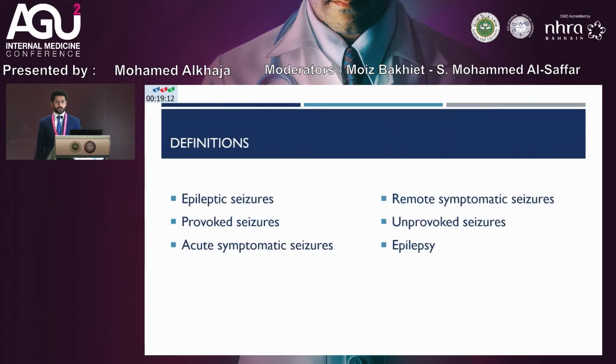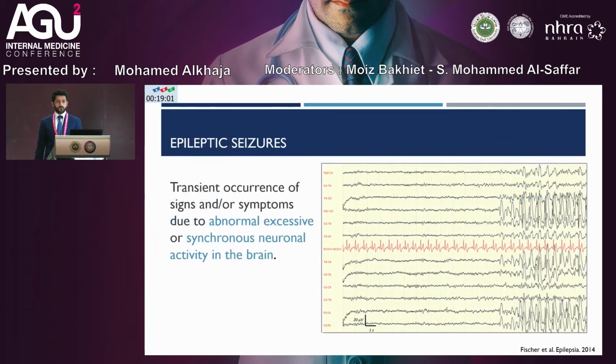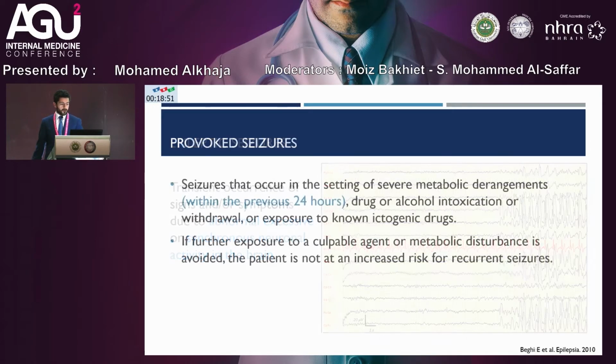So we'll define what an epileptic seizure is, what a provoked seizure is, what an acute symptomatic and a remote symptomatic seizure are, and unprovoked seizures in addition to epilepsy. So a seizure is basically a transient occurrence of signs and symptoms that are due to abnormal synchronous neuronal activity in the brain. Any sign and any symptom can happen, believe me.